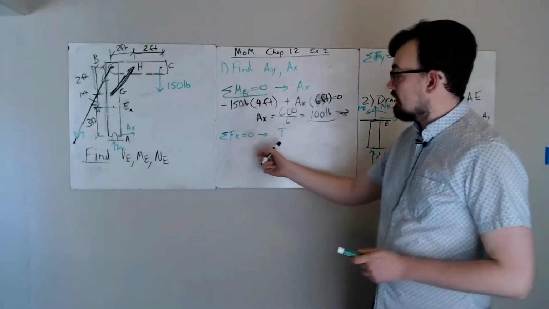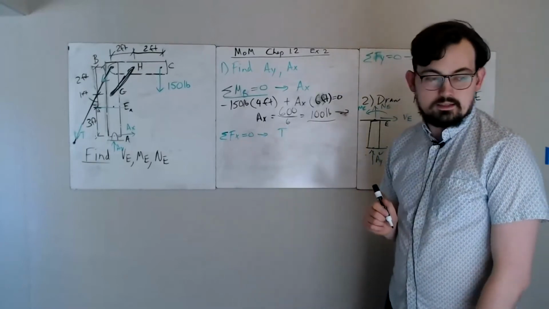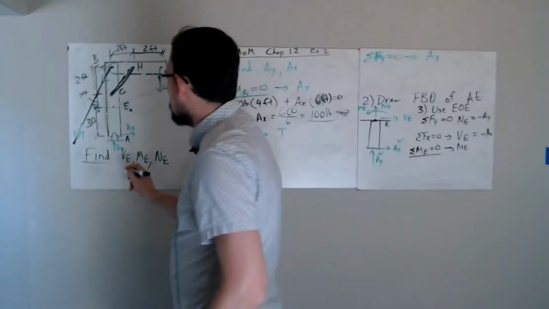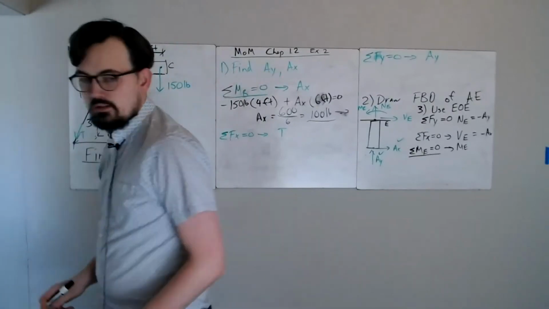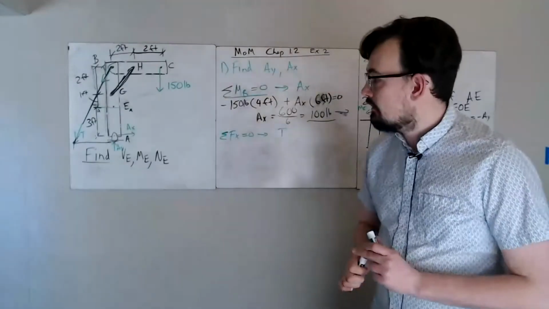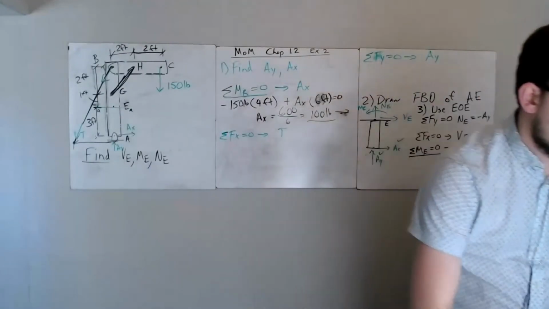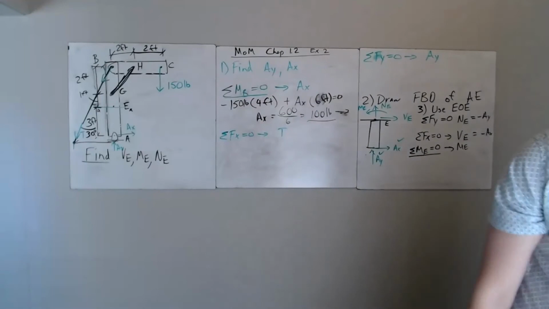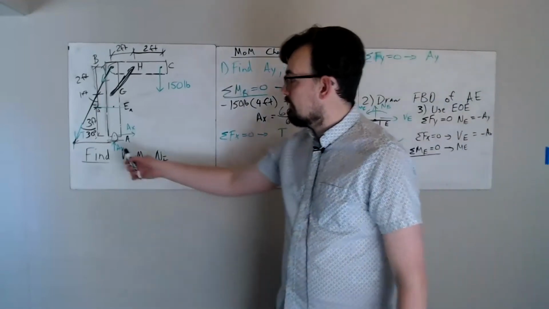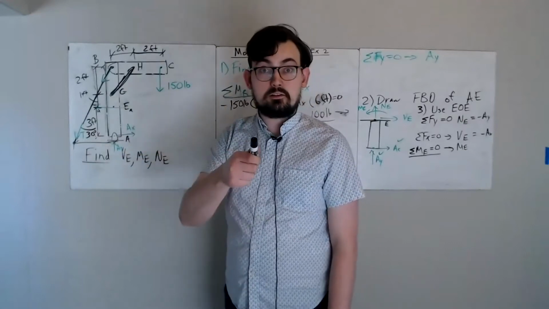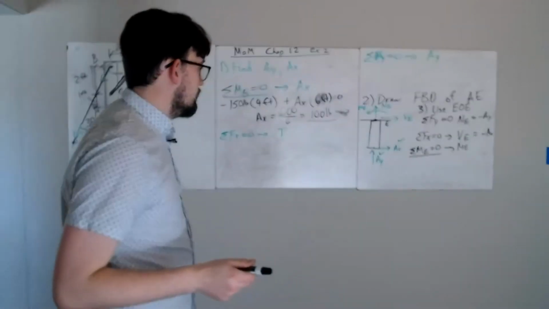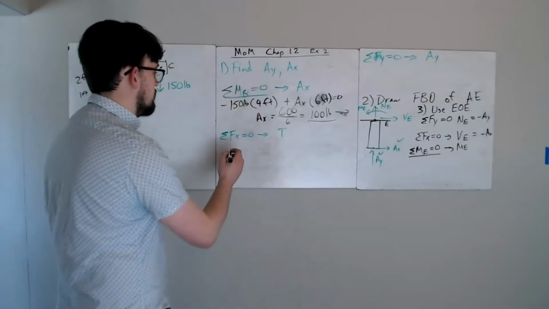From sum of forces in the X direction, I'm going to get T. And I am missing a crucial dimension here. This is the one reason to make your diagrams as neat as possible. I need to get that horizontal distance there. All right, I don't need a horizontal distance. They gave me 30 degrees here. So that 30 degrees is going to help tell us what part of this is acting in the X direction.